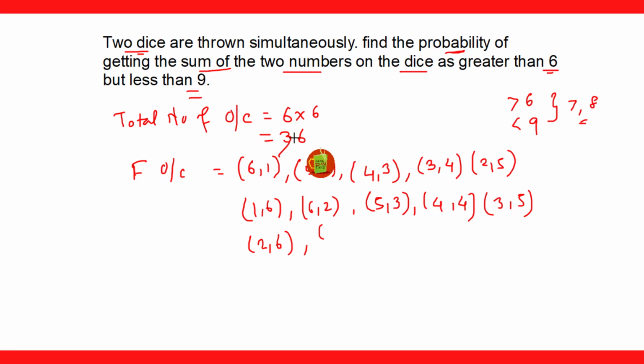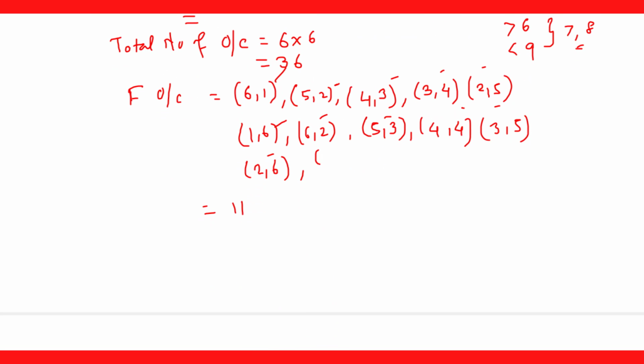So the total will be 1, 2, 3, 4, 5, 6, 7, 8, 9, 10 and 11. So favorable outcomes are 11. And therefore the probability of getting this favorable outcome will be what? It will be favorable outcomes divided by the total number of outcomes, that is 11 by 36. And so the probability of A is equal to 11 by 36.